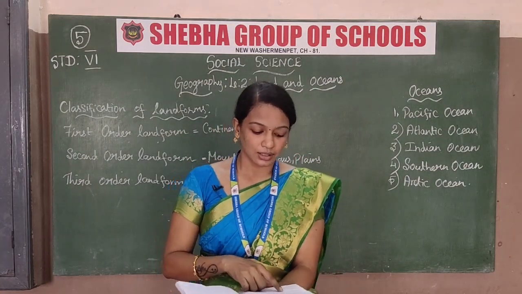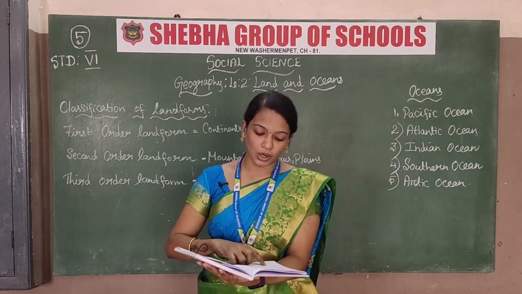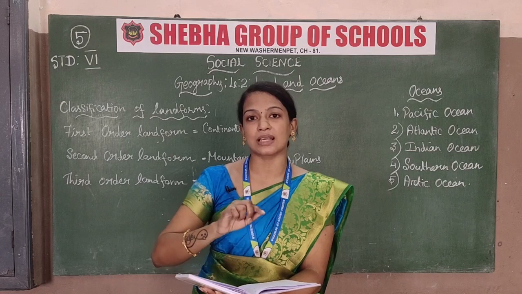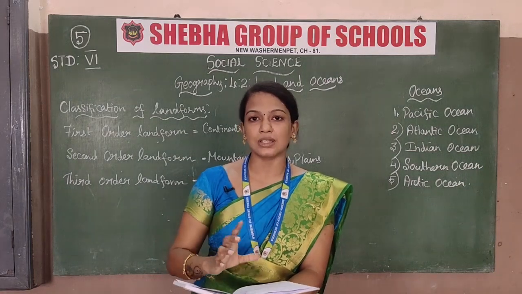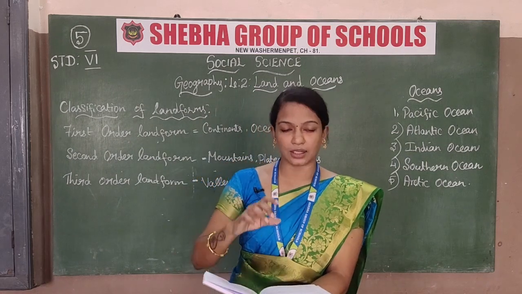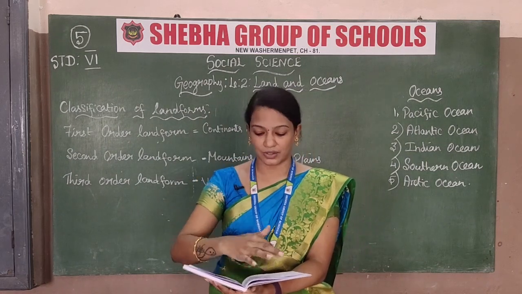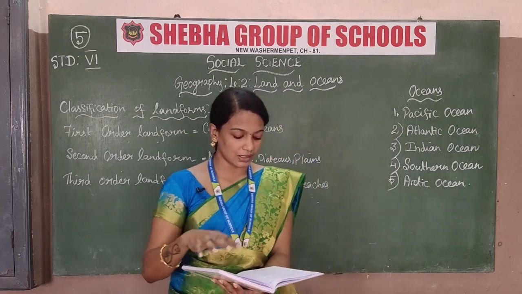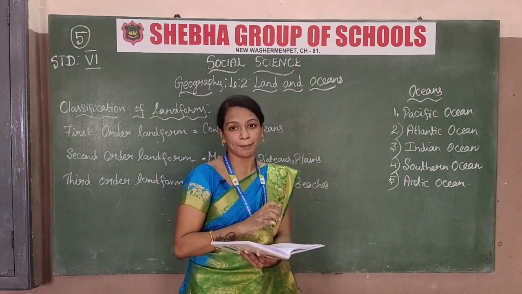So oceans: 2/3 of the earth is covered with water. We have 5 oceans. I already told you in the beginning that 71% of the earth is covered with oceans. So here, 2/3 of the earth is covered with oceans, with water, and 5 oceans are there. So first we are going to see the Pacific Ocean.